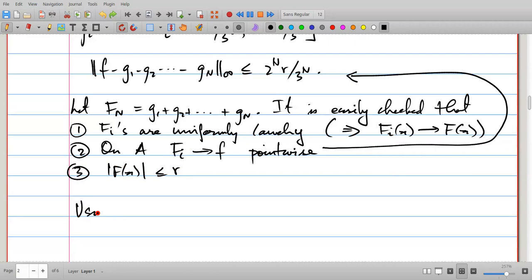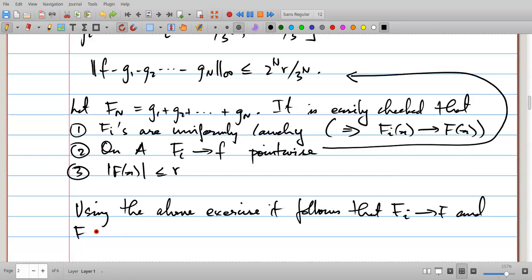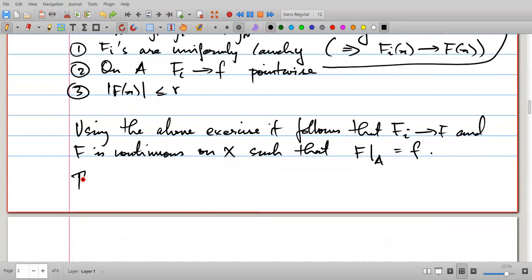So then using the above exercise, it follows that f_i converges to f and f is continuous on X such that f restricted to A is equal to f. So this completes the proof of the first part of the theorem.